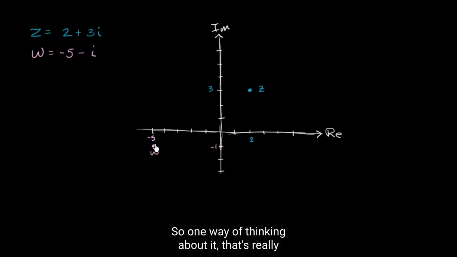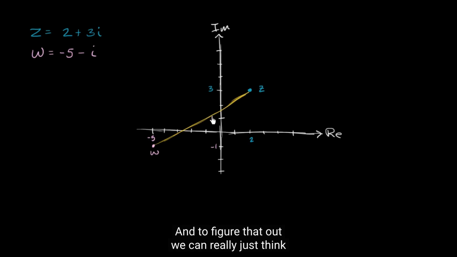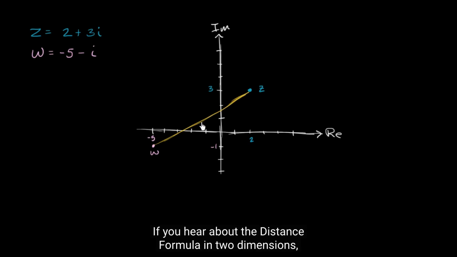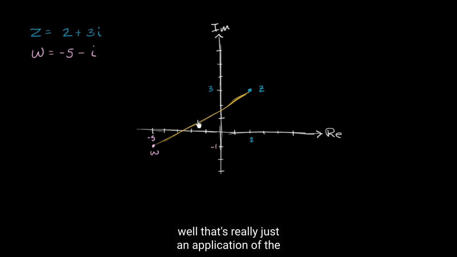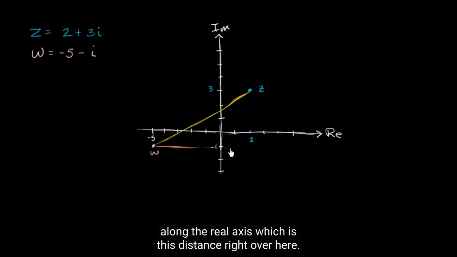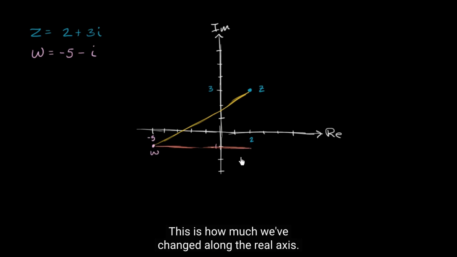So one way of thinking about it, that's really just the distance of this line right over here. And to figure that out, we can really just think about the Pythagorean Theorem. And if you say, hey, what about the distance formula in 2 dimensions? Well, that's really just an application of the Pythagorean Theorem. So let's think about that a little bit. So we could think about how much we've changed along the real axis, which is this distance right over here.